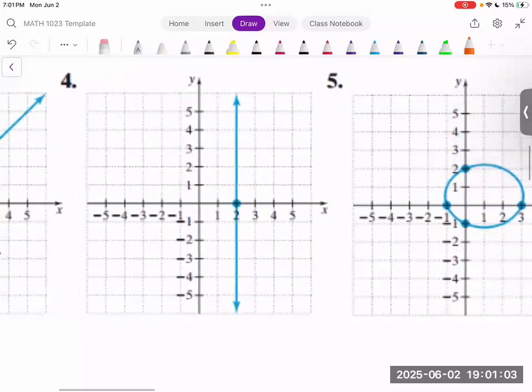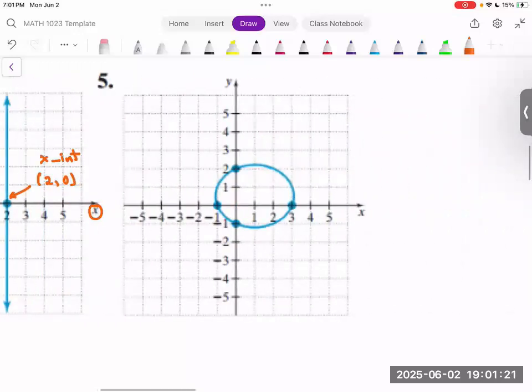All right, the next one. Okay, the point is 2 and 0, right? And is intercepting which one? Is the x-intercept. The following one.